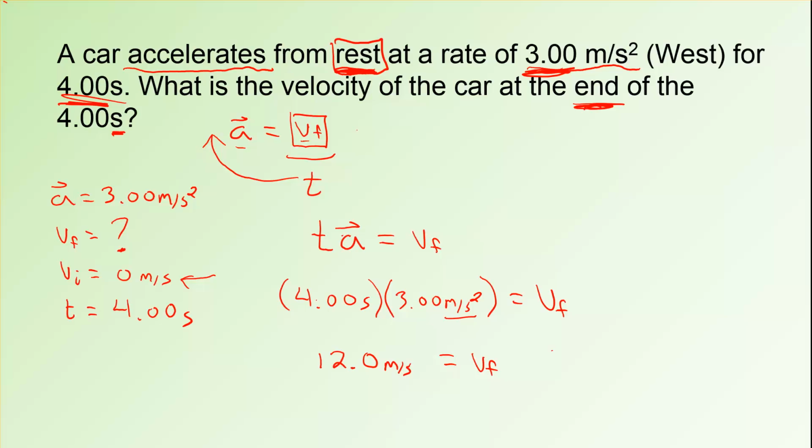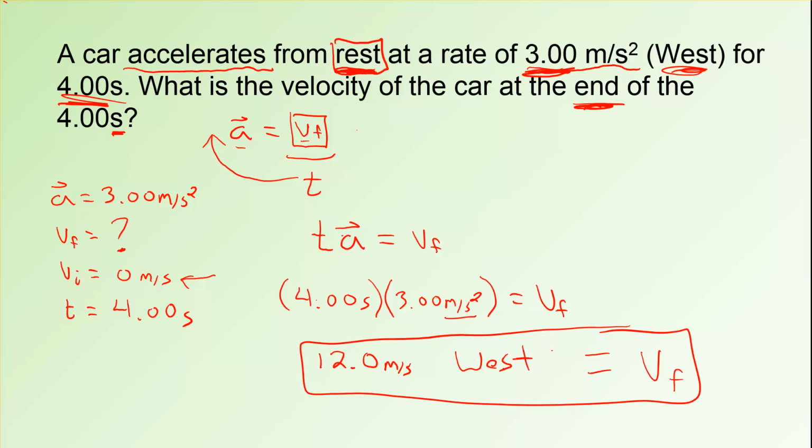And with 12.0 meters per second, we also want to say the direction. It's accelerating in the west direction, so it's still going to be going in the west direction. It's going to be 12.0 meters per second west that is equal to my final velocity. So that would be my answer.